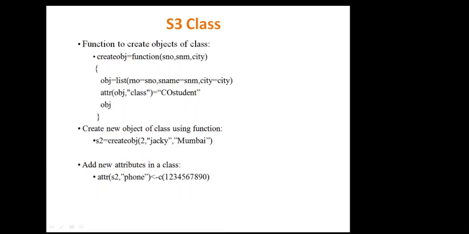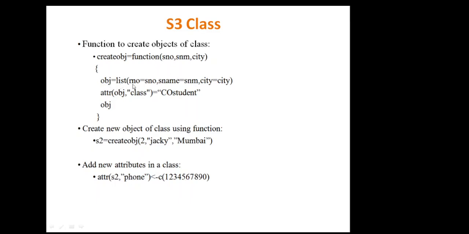Next we'll see how to write a function to create an object of a class. If we want to create S3 class objects with the same number of attributes in all of them, then we can create a function for that purpose. Here I have created one function called create obj, and this function receives three parameters SNO, SNM and CT, and in the function body we are creating a list of all these values, meaning we are actually creating an object.